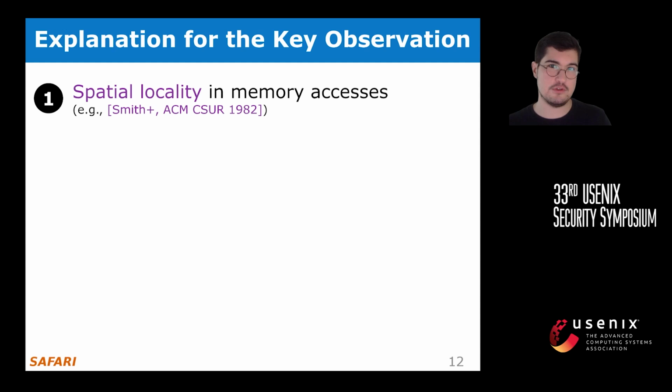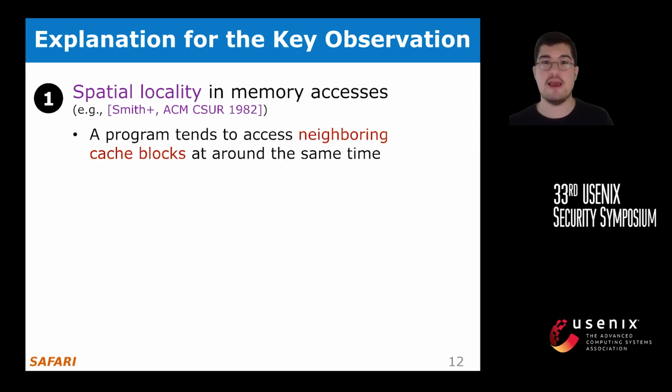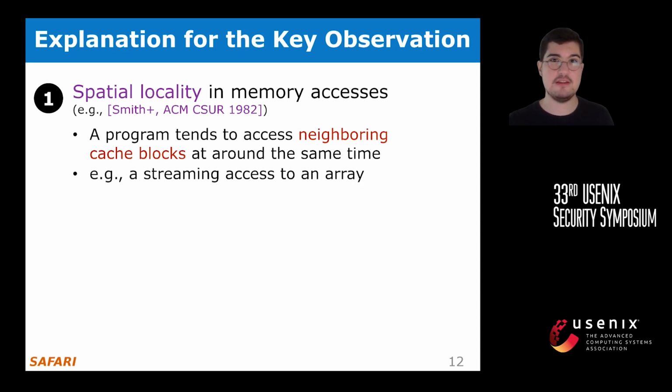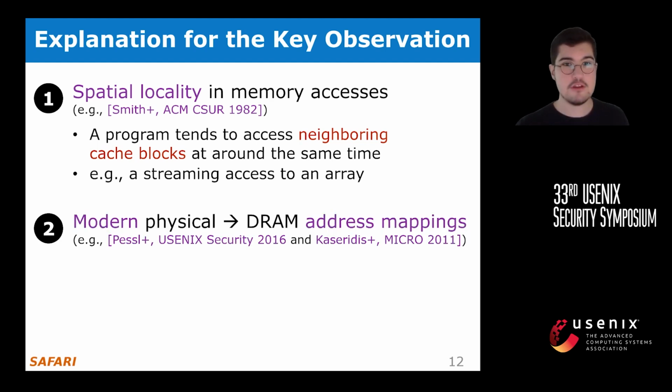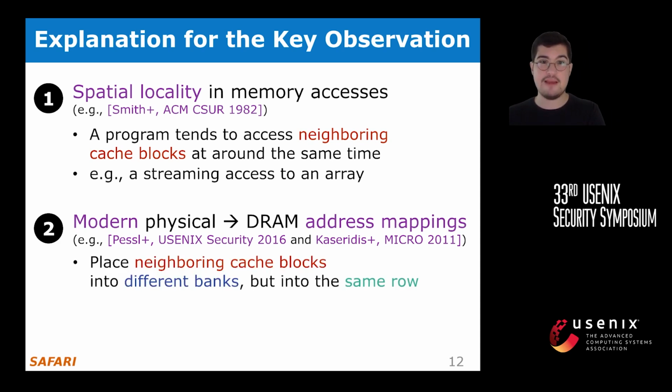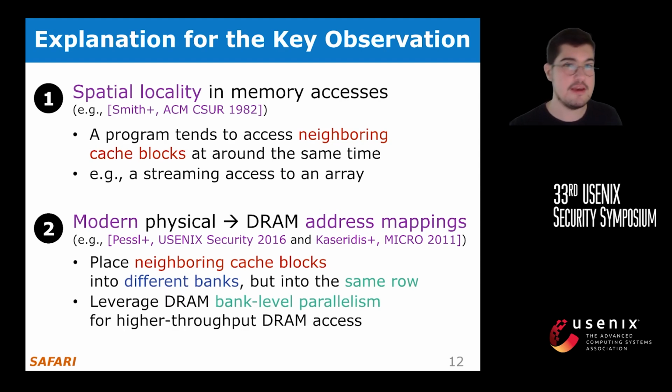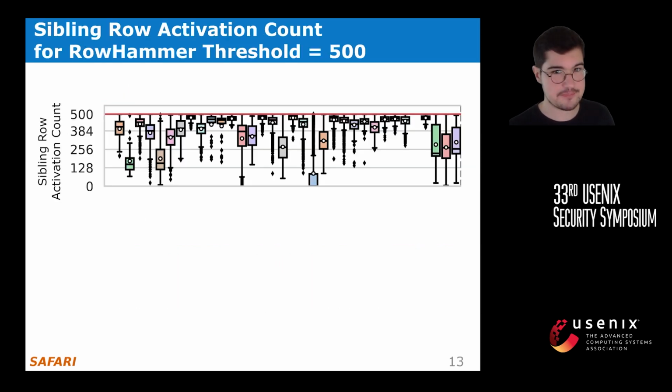And there are two causes for this key observation. The first one is the intrinsic spatial locality in workloads' memory access patterns. A program usually accesses neighboring cache blocks at around the same time, and a prominent access pattern that leads to this behavior is streaming through the elements of an array. The second cause is the modern physical address to DRAM address mappings that place neighboring cache blocks into different banks but into the same DRAM row. They do this to leverage bank-level parallelism and get the most out of the available DRAM data transfer bandwidth.